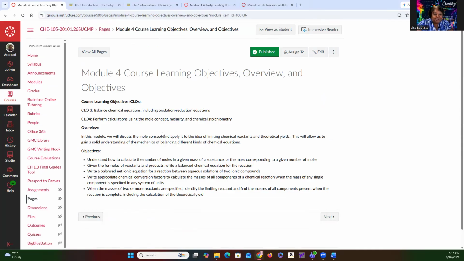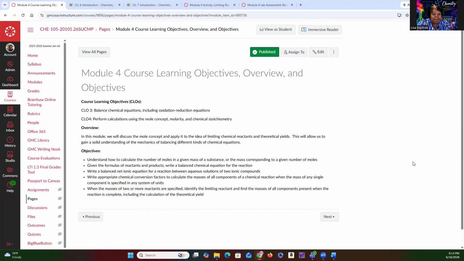In this module, we will discuss the mole concept and apply it to the idea of limiting chemical reactants and theoretical yields. This will allow us to gain a solid understanding of the mechanics of balancing different kinds of chemical equations. Our objectives: understand how to calculate the number of moles in a given mass of a substance or the mass corresponding to a given number of moles.